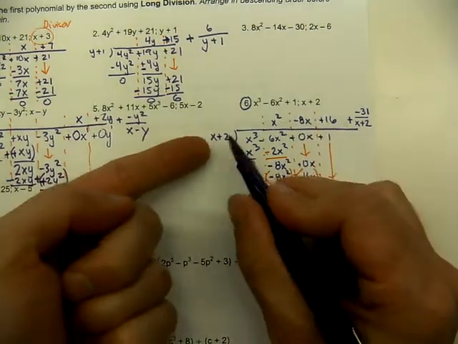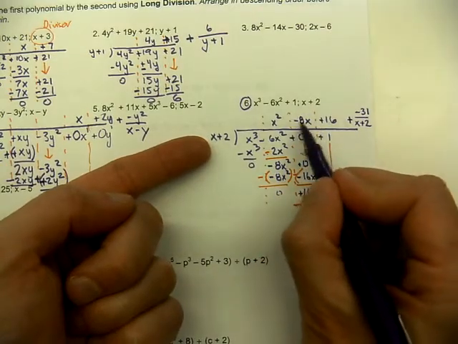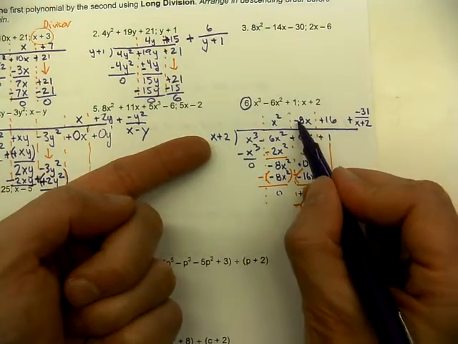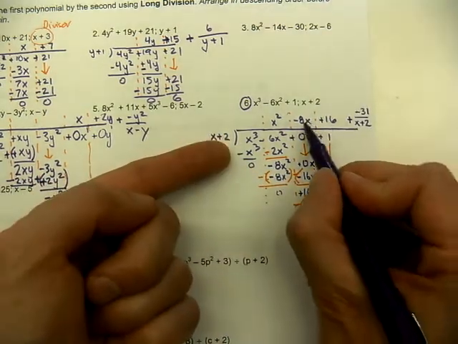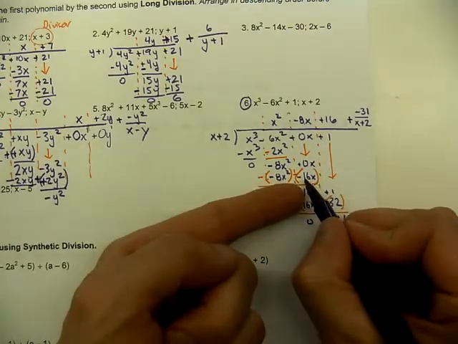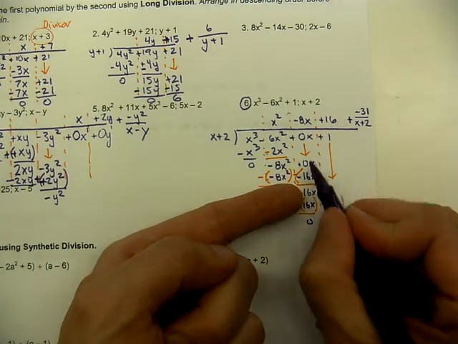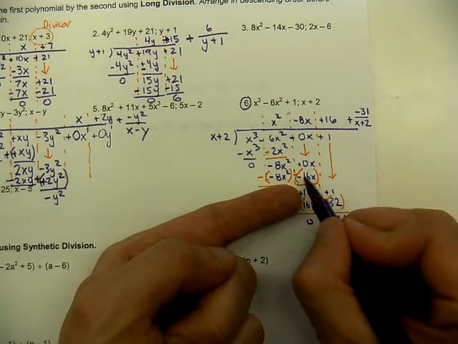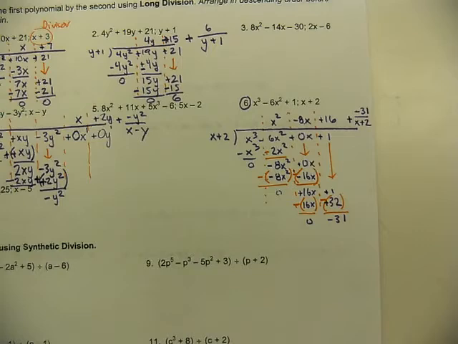So on the next step, we need something times x to get us the negative 8x squared. So that's why we have a negative 8 here. Negative 8x times x is a negative 8x squared, and then negative 8x times positive 2 is a negative 16. So again, be careful. We're subtracting a negative 16. So 0 minus a negative is adding a positive. So that's why you have a positive 16x right there. So just be very careful of your signs.